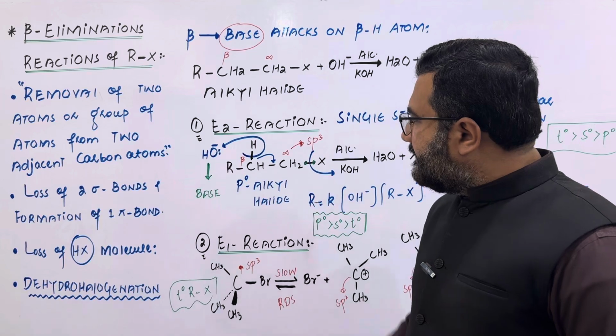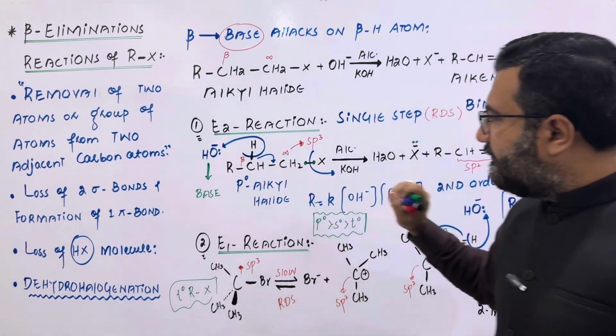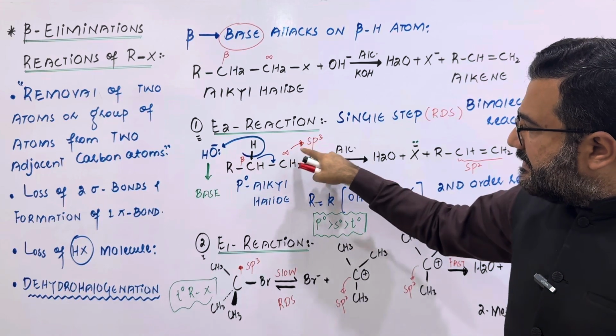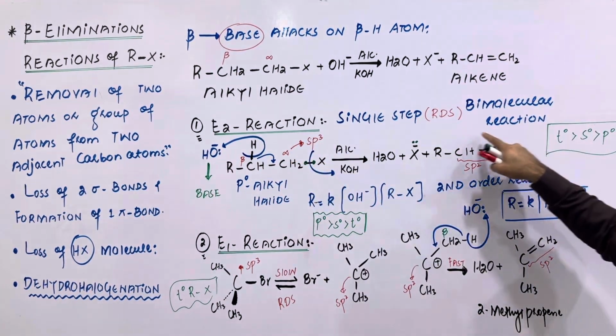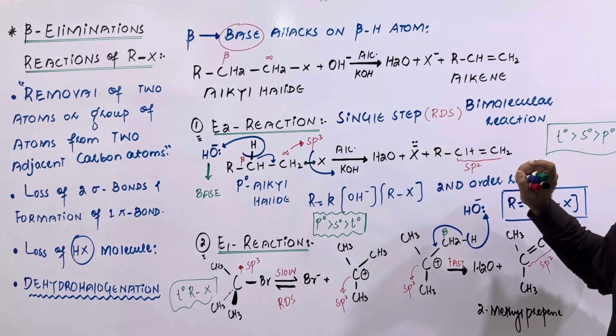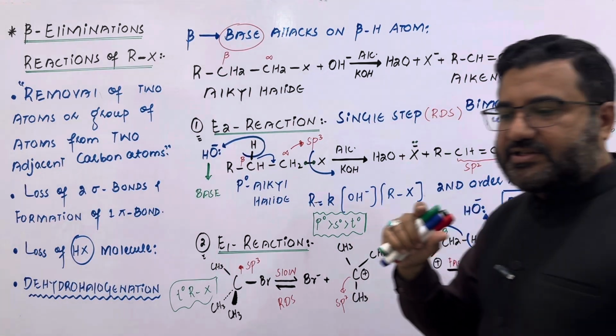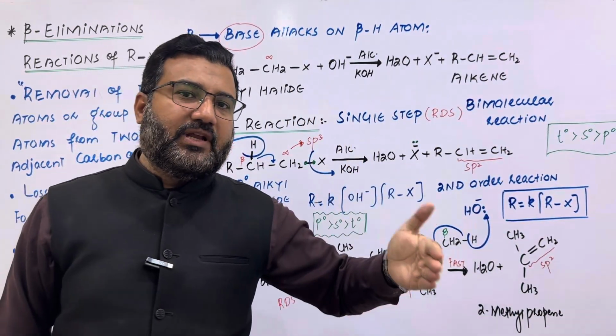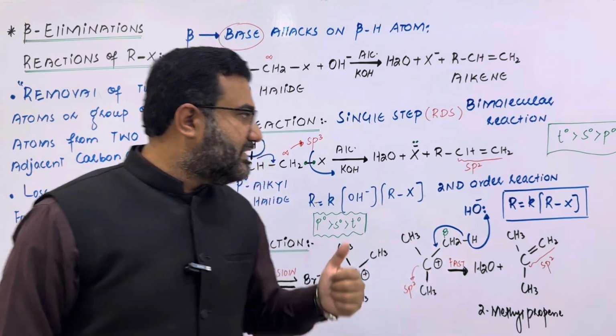The next point is the hybridization of alpha carbon. Now you can see the alpha carbon here is sp3 hybridized, but when it is changed to alkenes, both these carbons are sp2 hybridized. So the hybridization of alpha carbon changes from sp3 to sp2 in the case of E2 reactions.